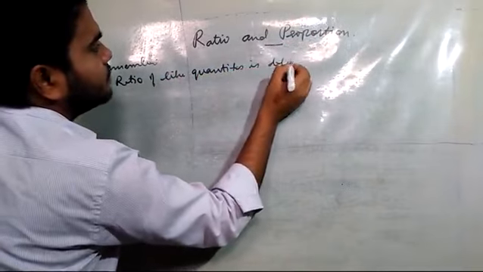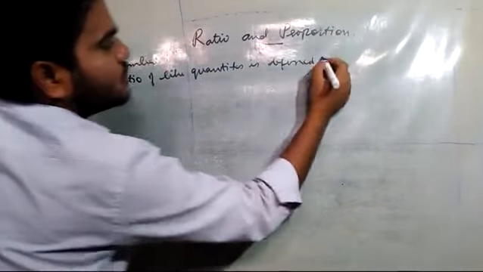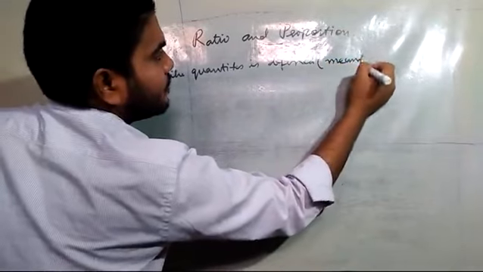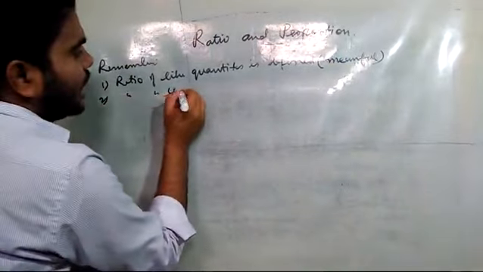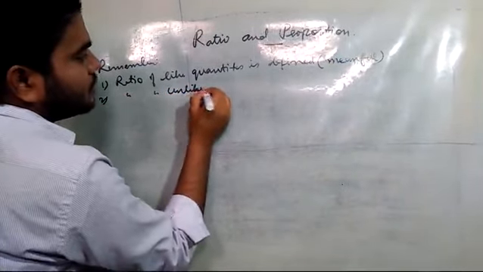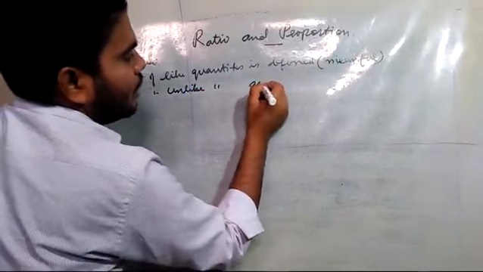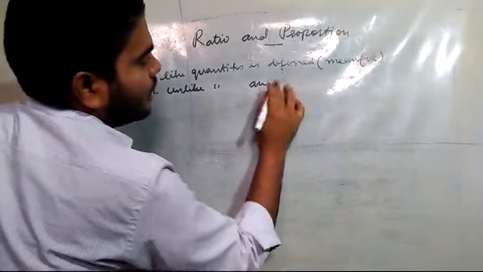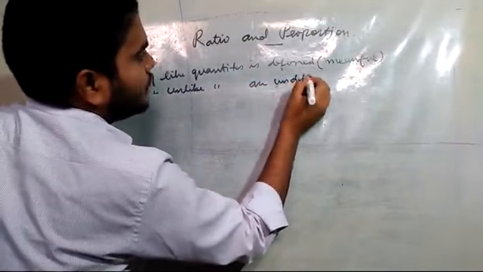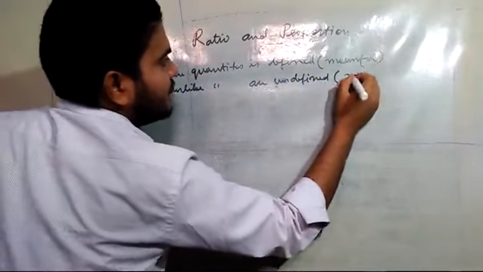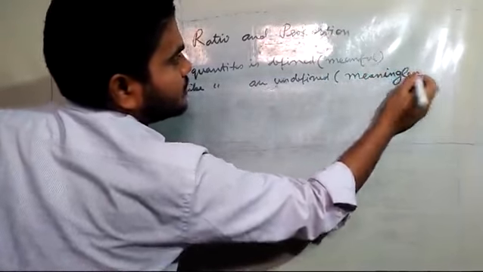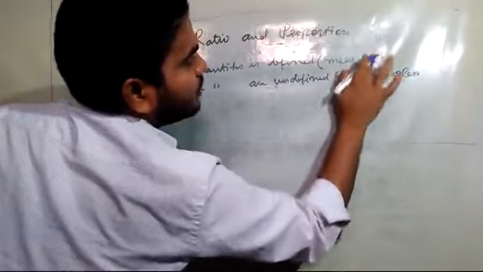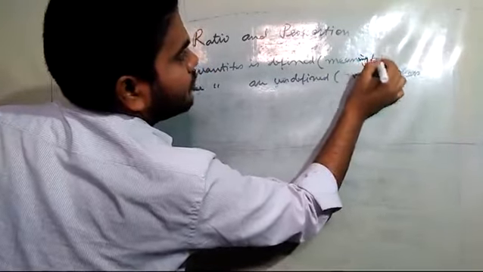So the points to be remembered here: first, the ratio of like quantities is defined, or you can say meaningful. Second, the ratio of unlike quantities is undefined, that means meaningless.